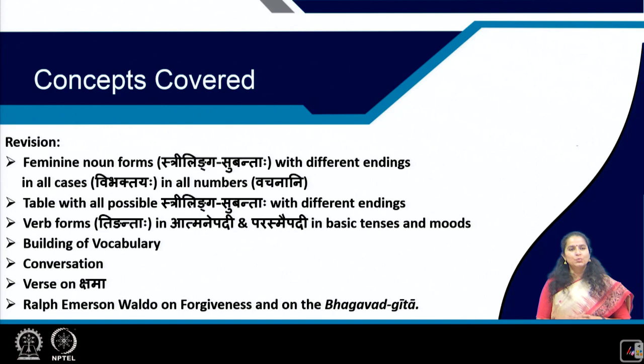In basic tenses and moods, there's always a focus on building your vocabulary, much more this time, as you would have noticed. But I will not go into all of them in as much depth. I will just touch upon the main words and maybe just one or two examples so that you can then do it by yourself. We'll also have a conversation on the lesson we've done and look at the verse on Kshama, which is the first quality or the first value that is spoken of in the definition of dharma. Finally, we'll close with a quote from Ralph Waldo Emerson on forgiveness and his experience of the Bhagavad Gita.